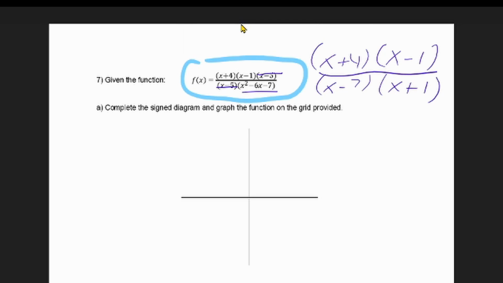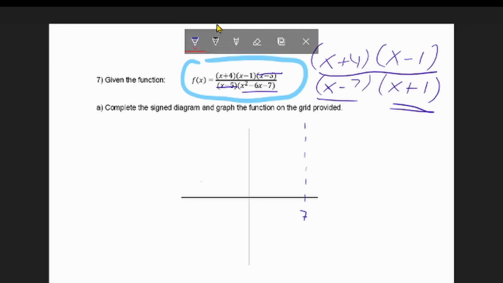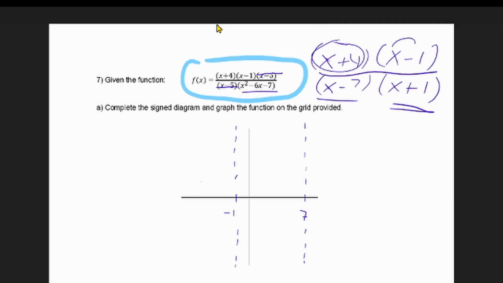But what we can do is find the vertical asymptotes, and also it's an easier way to find out where y equals 0. Okay, so it looks like we'll have a vertical asymptote at x equals 7 and at x equals negative 1. The next thing we can do is solve where our y's are going to equal 0. We can take the numerator, x plus 4 and x minus 1, and we'll see that y will equal 0 at x equals negative 4.